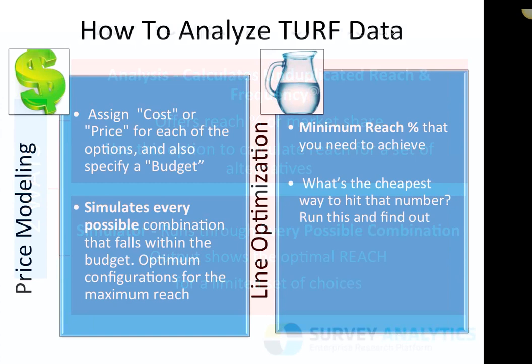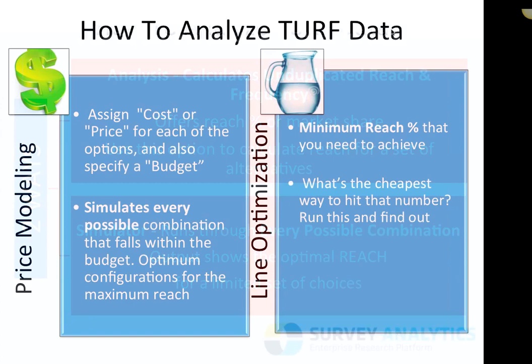And then with that, it simulates every possible combination that falls within the budget. So it'll give you the first best option, but then it will also break down some other options that you can substitute or include as well. And within there, the optimum configurations are given to you for the maximum reach that you're seeking, which usually would be 100%, which is the ideal. It's not always the reality, but we always want to reach for the absolute highest.